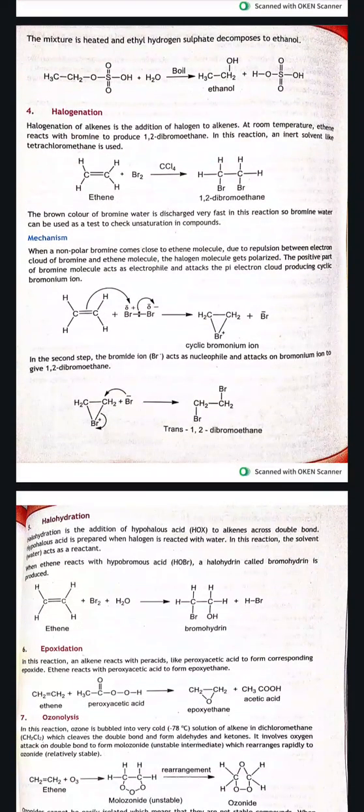Halogenation. Halogenation is basically the addition of halogen to alkenes. So at room temperature, ethene reacts with bromine to produce 1,2-dibromoethane. So the bromine will get attached to the carbons of the alkene. The brown color of bromine water is discharged. So bromine water can be used as a test to check unsaturation.